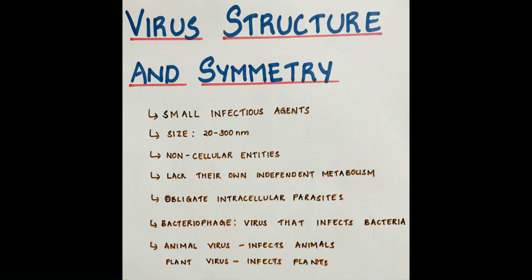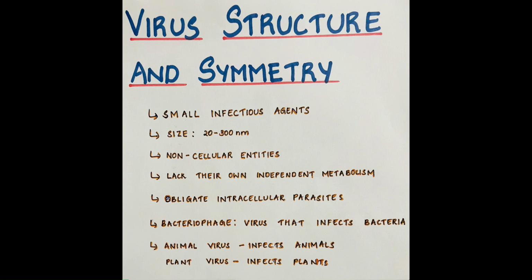Today we will be discussing virus structure and symmetry. Viruses are very small infectious agents with size ranging from 20 to 300 nanometers in diameter. They are non-cellular entities, so they are called particles. Viruses lack their own independent metabolism and cannot replicate outside the host cell. So they are called obligate intracellular parasites.